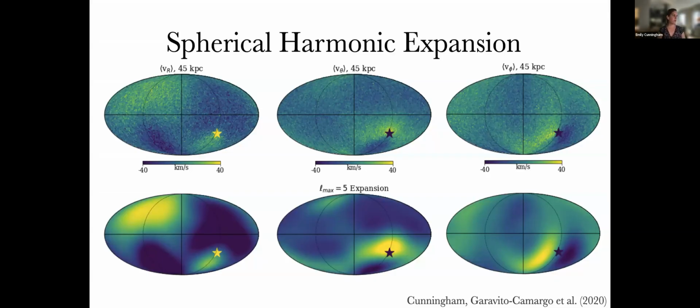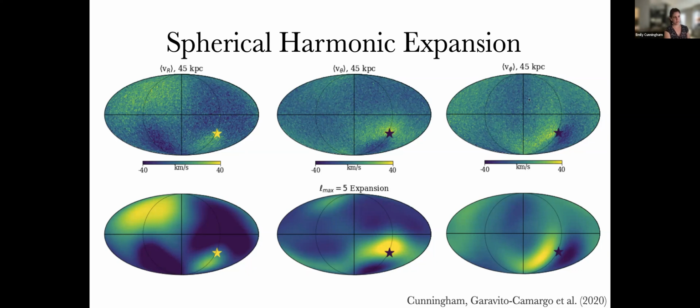Here I'm showing you 3 velocity maps of a shell from Nico Garavito-Camargo's simulations, where these are again N-body, just containing a Milky Way and an LMC. And here I'm showing you the radial velocity map. This is just a spherical shell centered on 45 kiloparsecs. The radial velocity is shown on the left. The polar velocity is shown in the middle. And the rotational velocity map is shown on the right.